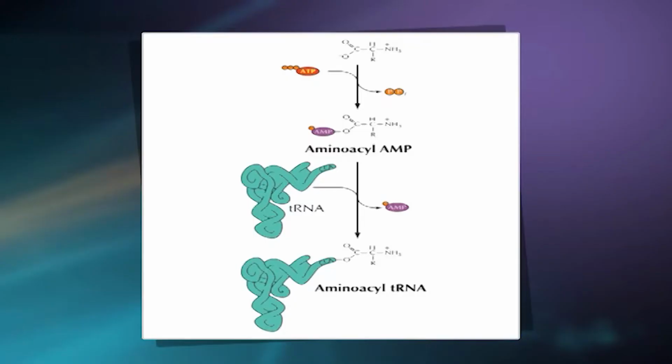There is at least one tRNA for each of the 20 amino acids. After ATP mediated activation of amino acids, the carboxyl group of the amino acid is attached to the 3' hydroxyl group of tRNA with an ester linkage. Please see the figure on screen, which explains how the amino acid is attached to the 3' hydroxyl group of tRNA with an ester linkage.